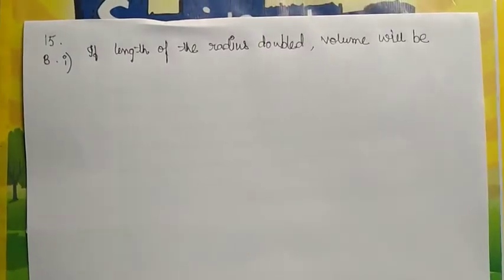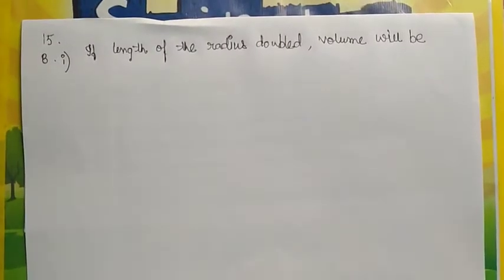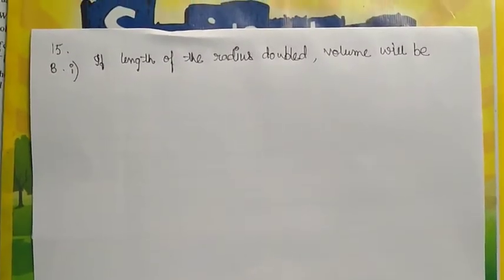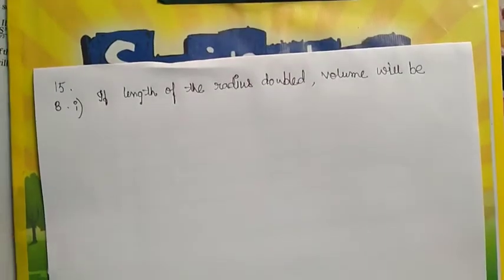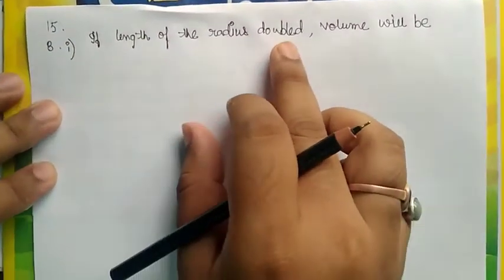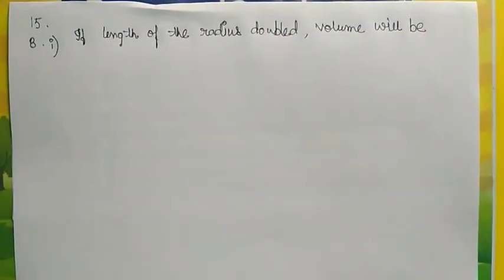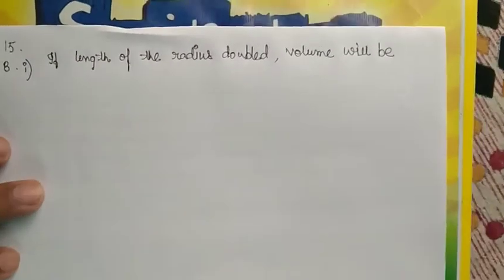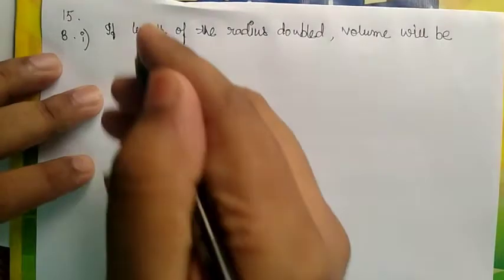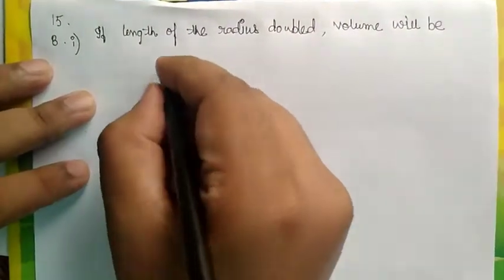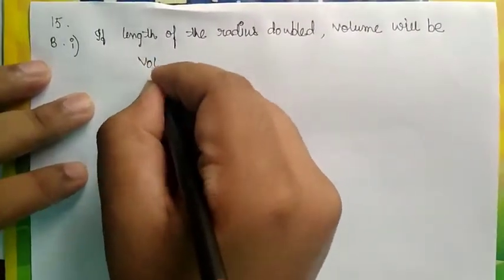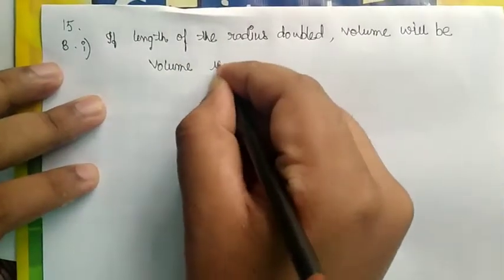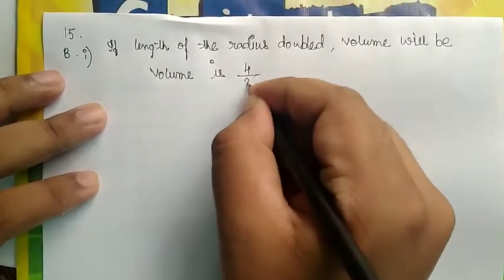Okay, now this is sum number 15, part B, part 1. True false question. If the length of the radius is doubled, then the volume will be doubled. We have to find whether this is true or false. Now, volume is 4 by 3 pi r cube.